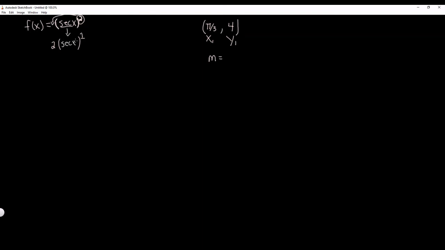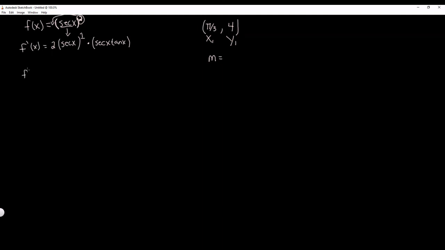So secant x. Then we have to multiply it by the derivative of the inside function, which is secant x. And the derivative of secant x is secant x tangent x. So we'll multiply all this by secant x tangent x. Okay, so that's our derivative. To find slope, we then have to plug in our x into all our x's here. We'll just say f prime of x is equal to this, our derivative.